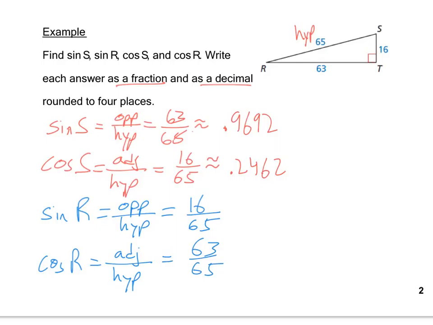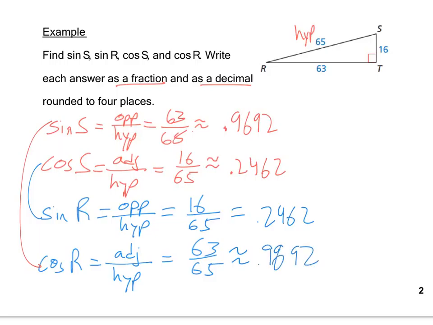And look at this. The sine of R, this angle, its sine is the same as the cosine of the other angle. And so these two guys right here are the same. And these two guys are the same. So this is 0.2462, and this is 0.9692. Okay? Now remember, in a right triangle, these two angles always add up to 90. So this shows a point that when two angles add up to 90, the sine of one is equal to the cosine of the other.